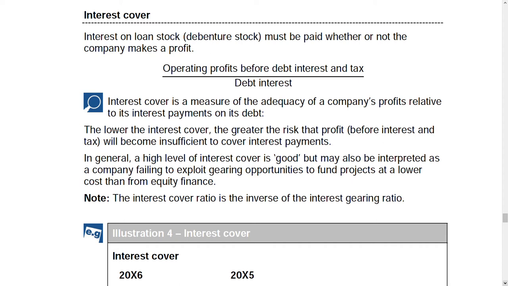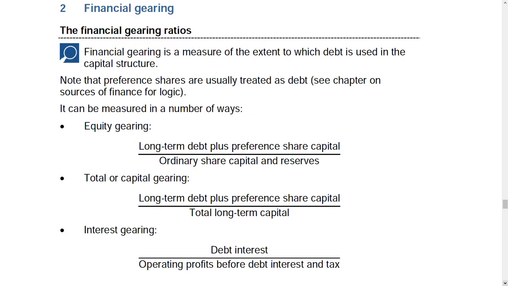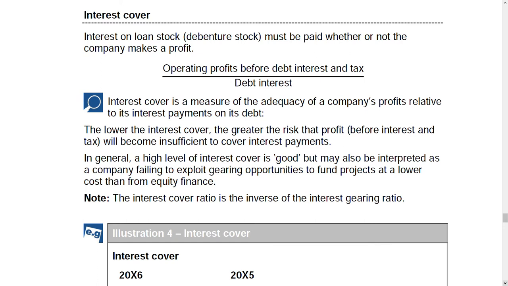Okay, so operating profit before interest and tax divided by debt interest. It's just the reciprocal of interest gearing. Again, I'm showing you interest gearing and interest cover. Just the reciprocal.